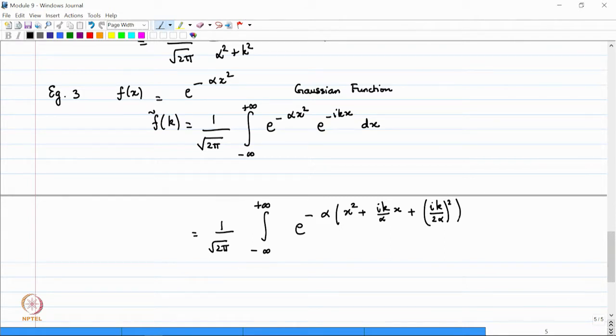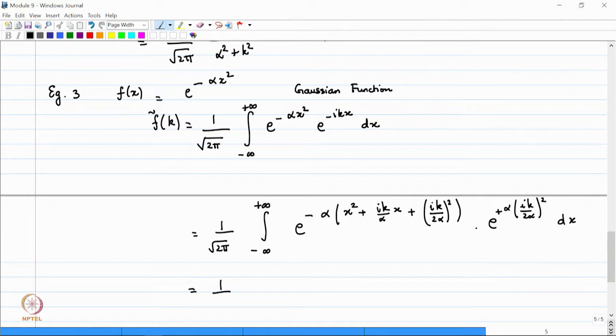Okay. And what you have to do is, since you added this term, you have to subtract the same term. So, what you will do is multiply it by e to the, now we will write, plus alpha times (i k by 2 alpha) whole square dx. Okay. Now, you notice that this last term is independent of x. Okay. So, I can take it outside the integral.